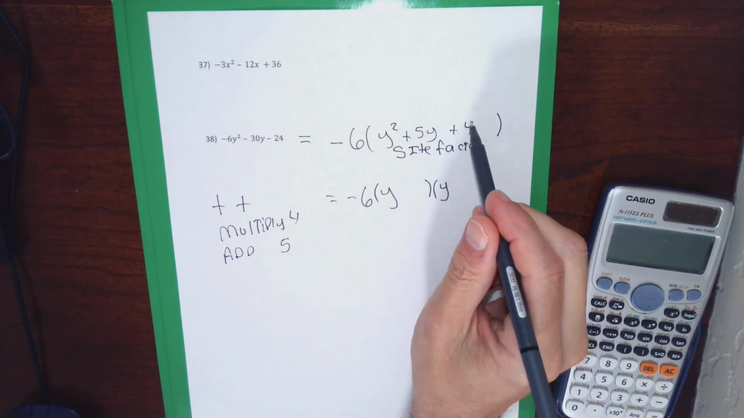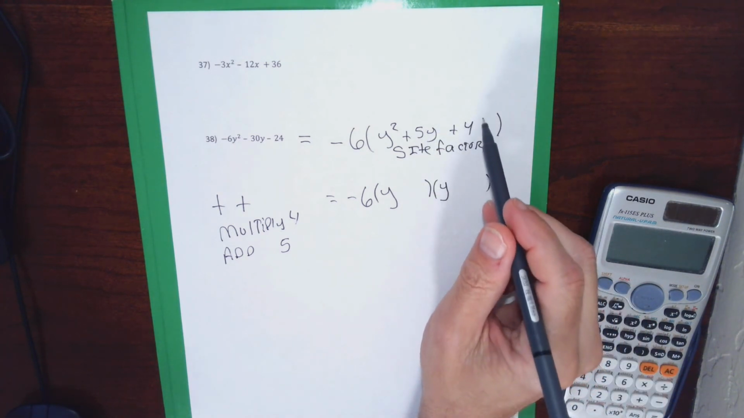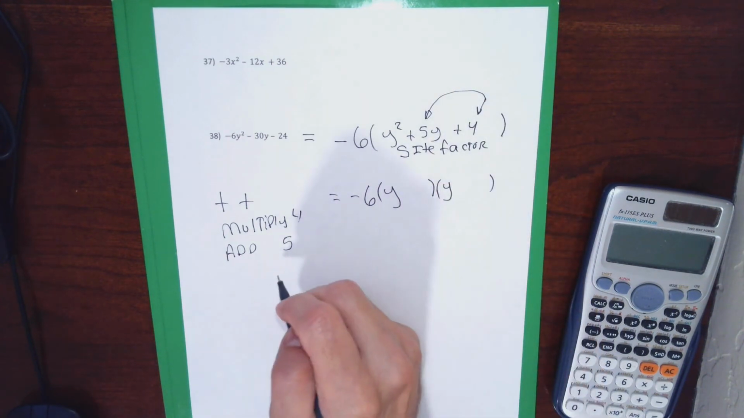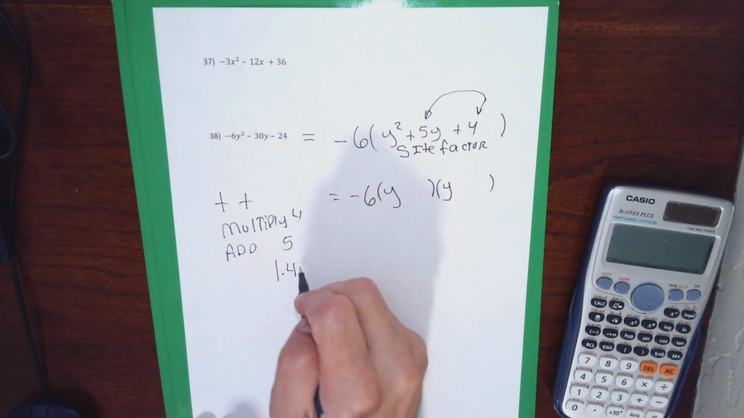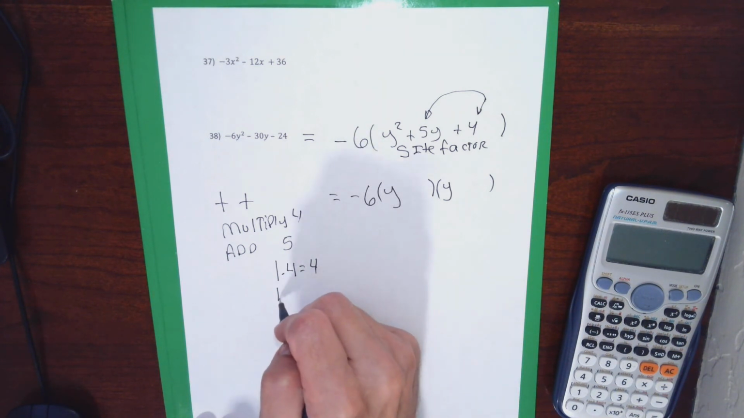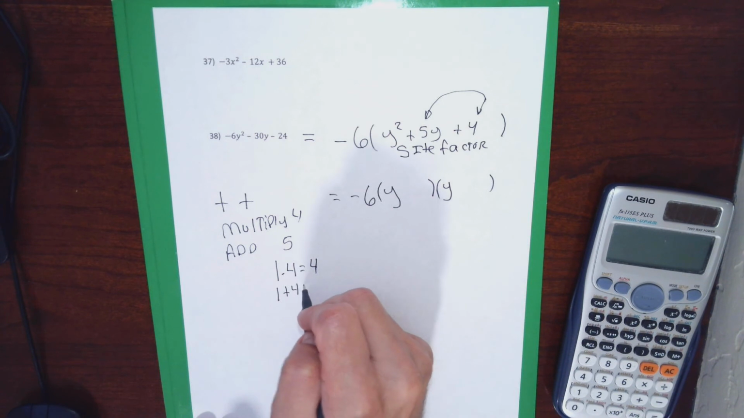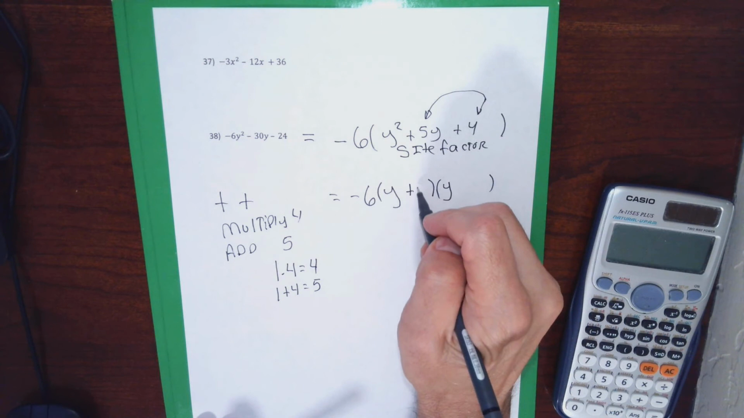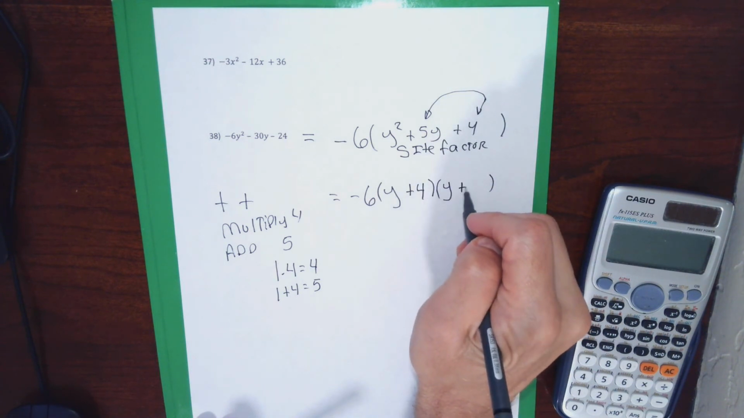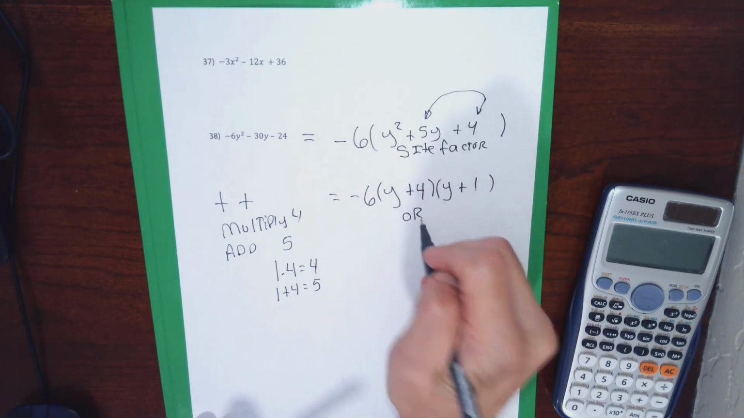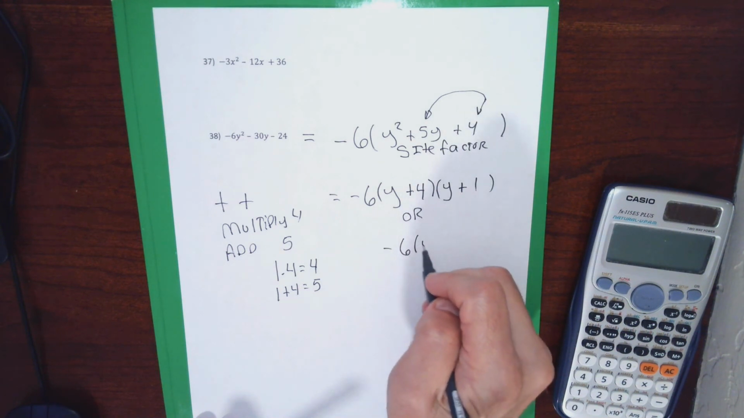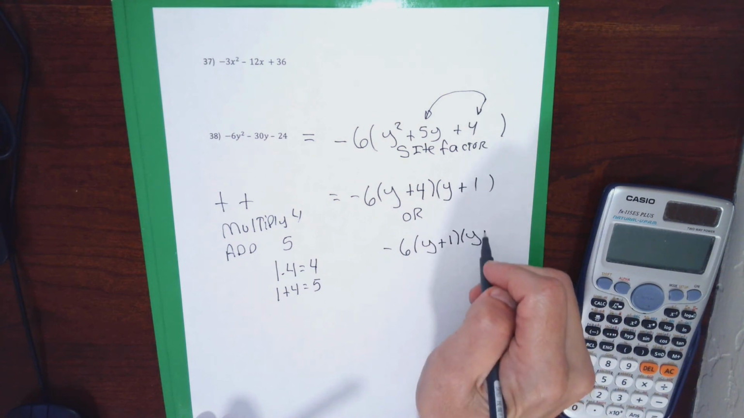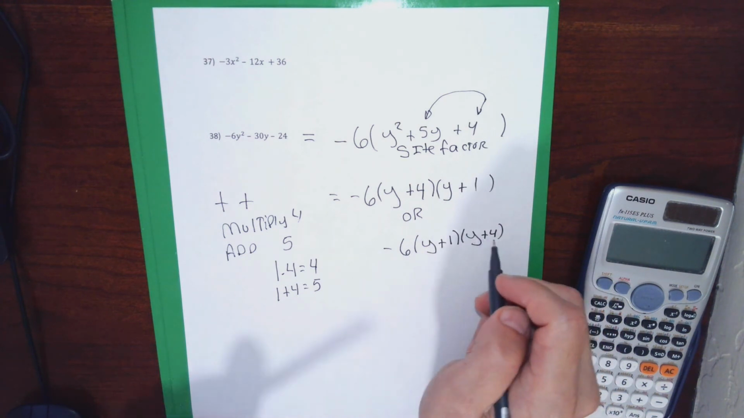This is the top row of my template, so the signs need to be plus and plus. The numbers always have to multiply to the last number and add to the middle number, and the numbers that do that so nicely are 1 and 4, because 1 times 4 is 4, and 1 plus 4 is 5. So one of my parentheses needs a plus 1, the other needs a plus 4, and it doesn't matter which parentheses gets the plus 1 and which gets the plus 4. When I'm sight factoring, the numbers can go in either parentheses.